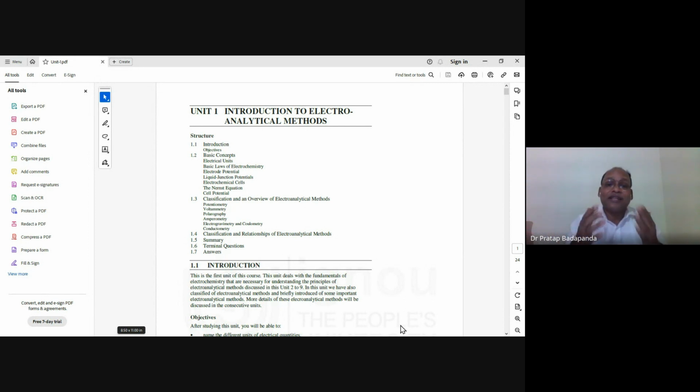That is the basic terminology I am going to use, the basic concept you have to understand: electrode potential. Then electrical units. Electrical units means you have to see ohm and ampere. You are well configured; I am just refreshing your knowledge before going to the chapter. So these are the electrical units you have to use.